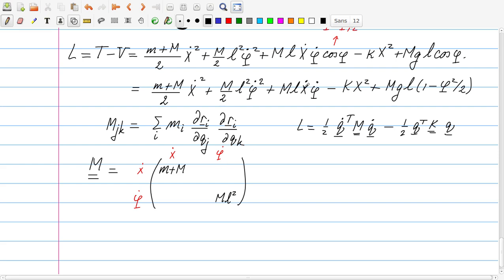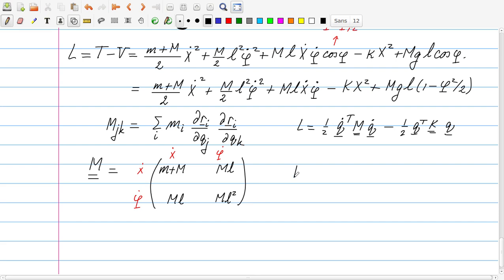They both couple to x dot phi dot, but we know that the matrix should be symmetric, and therefore we put an ml in here and an ml in there, and then these two terms add up to 2 ml x dot phi dot, and then together with this factor of half, it precisely fits the form that we have there.